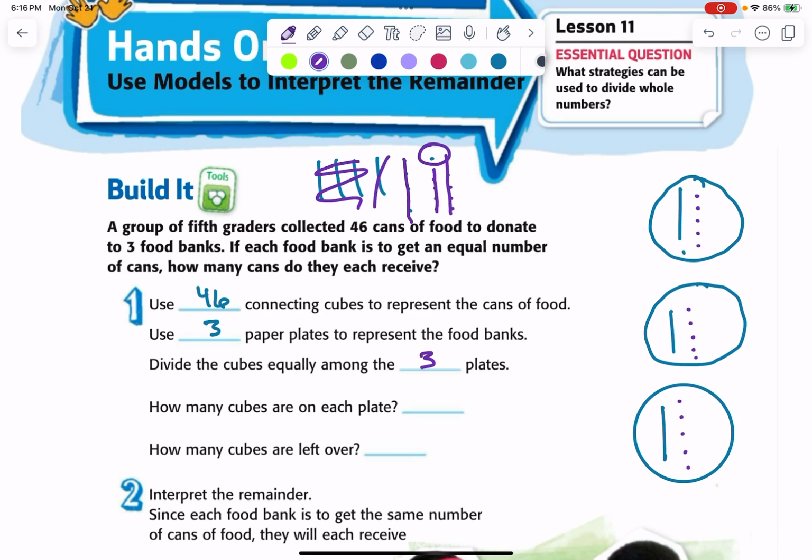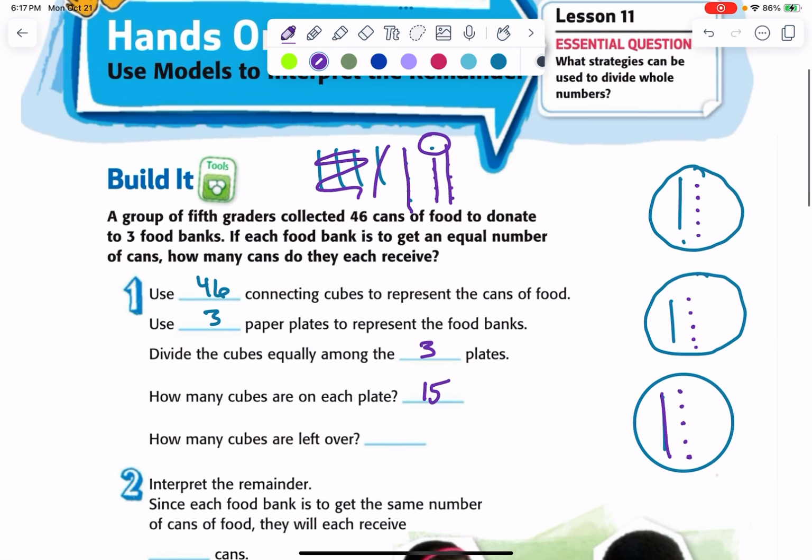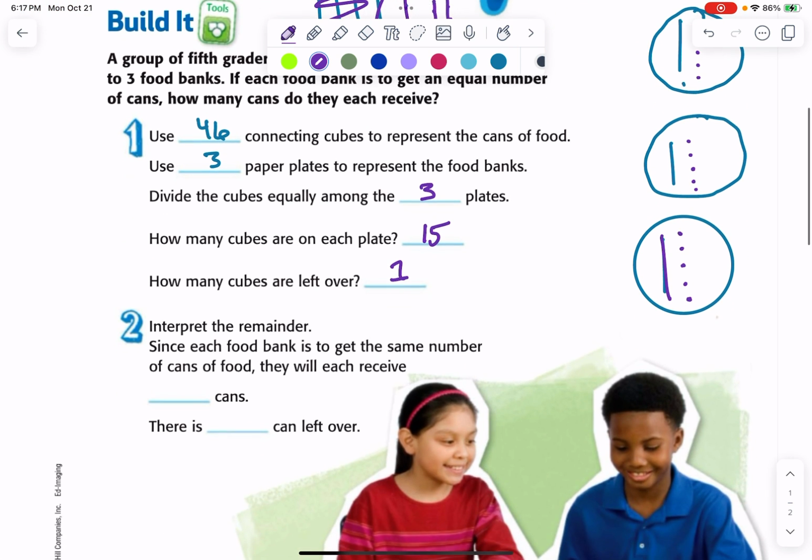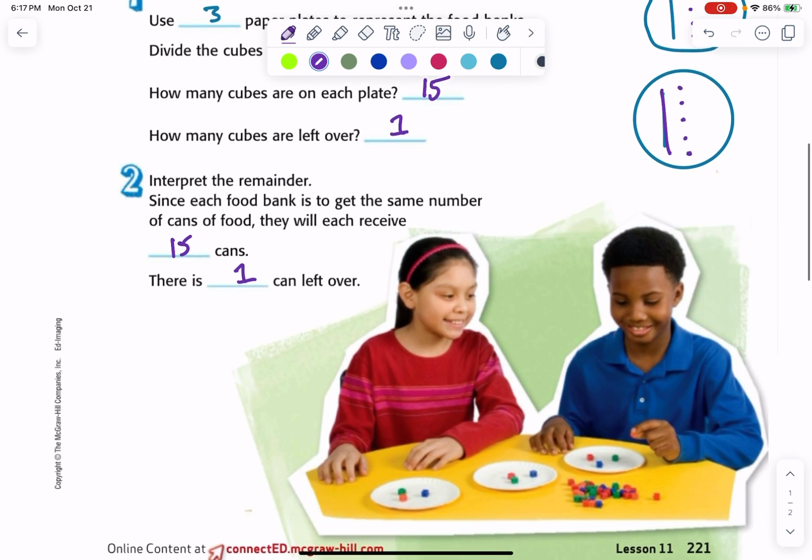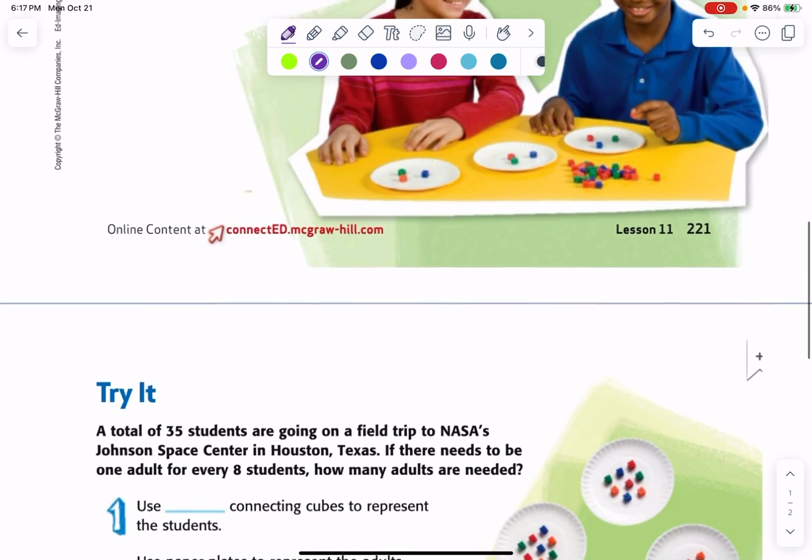So we divide the cubes equally between the 3 plates. How many cubes on each plate? 10, 11, 12, 13, 14, 15. Okay, and how many cubes are left over? That would be this one little guy right here. Now let's think about what we do with that remainder. Since the problem said everyone gets the same, and we can't cut the can up, that means we just have one left over, okay? So each will receive 15 cans, and there's one left over that, I don't know, maybe it waits for the next time.